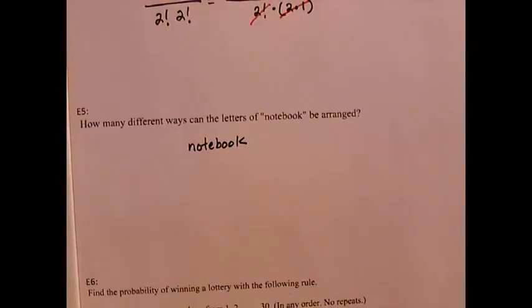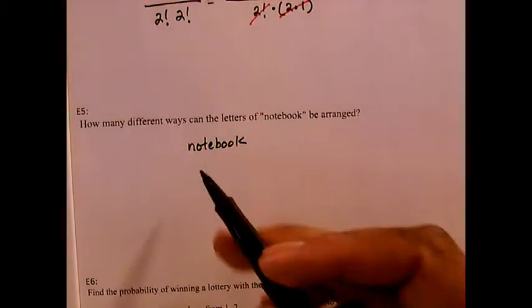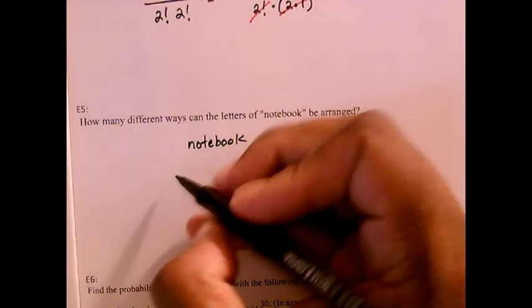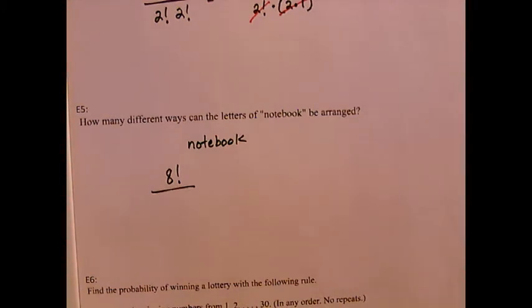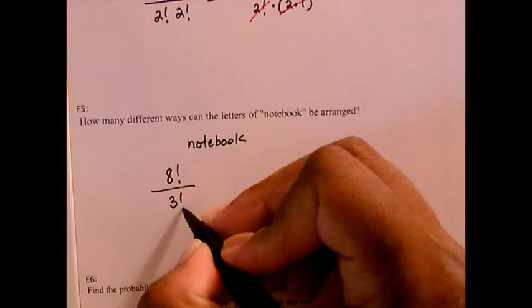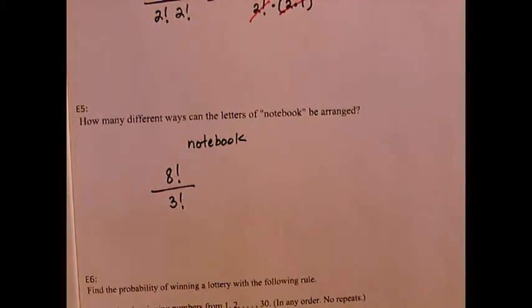If you notice, there are 3 O's in the word notebook. So we also have to use that permutations rule when you have some of the items identical. There are 8 total letters in the word notebook, so we use 8 factorial in our numerator. The denominator, only 3 O's in this word notebook, so we use 3 factorial. And that's all there is to it, because the N and the T, the B, the K, and the E occur only one time.